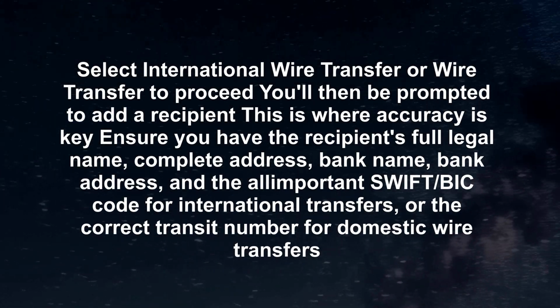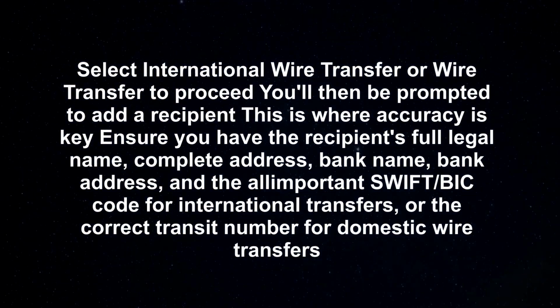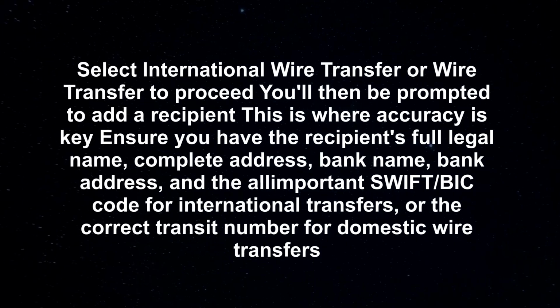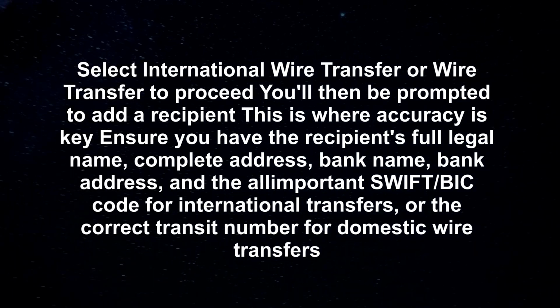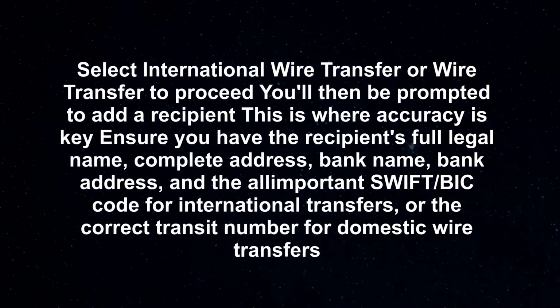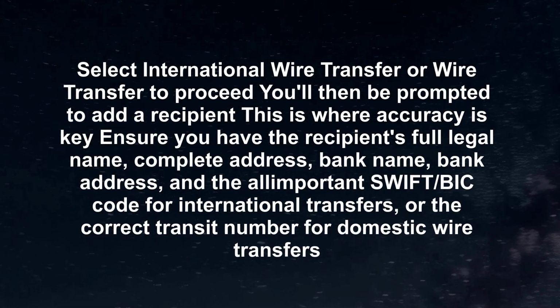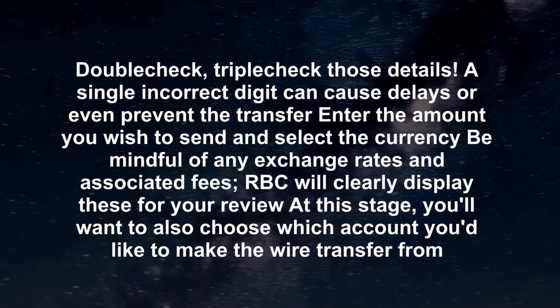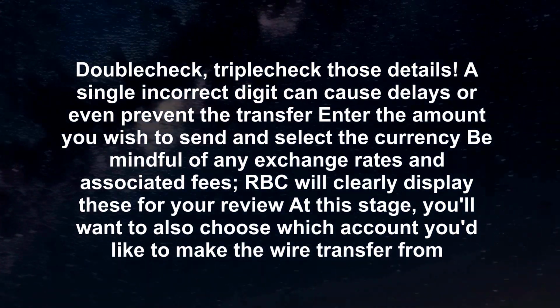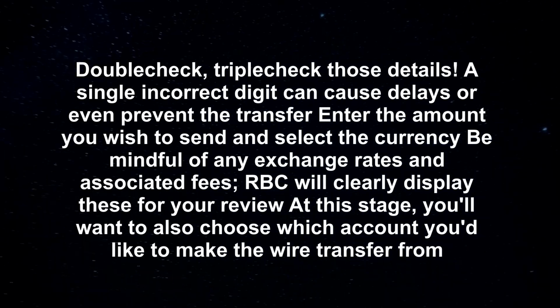You'll then be prompted to add a recipient. This is where accuracy is key. Ensure you have the recipient's full legal name, complete address, bank name, bank address, and the all-important SWIFT BIC code for international transfers, or the correct transit number for domestic wire transfers. Double-check, triple-check those details. A single incorrect digit can cause delays or even prevent the transfer.